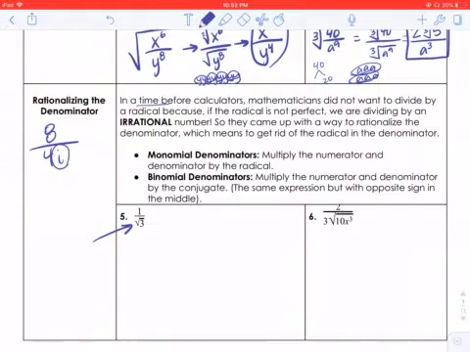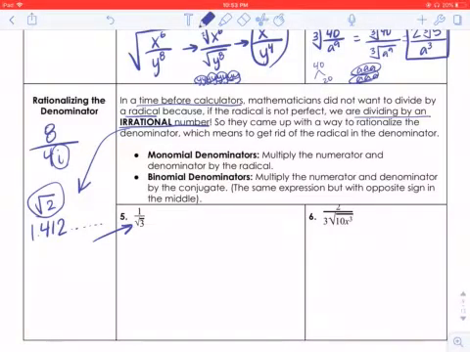Way before calculators, mathematicians did not want to divide by a radical because if the radical is not perfect, we're dividing by an irrational number. So they used to have these big long books that said the square root of 2 is 1.412 and so on, and it told you all the different numbers. And you had to divide by that number. It's a lot easier to divide by an even number like 2.